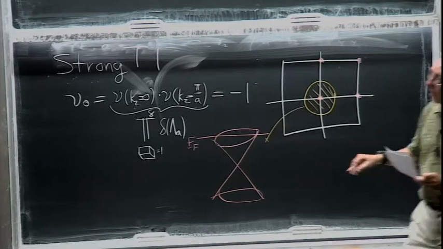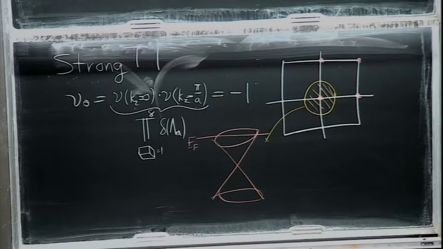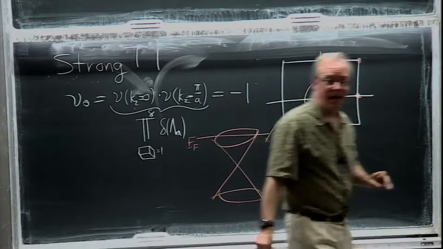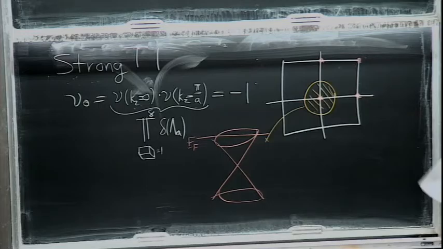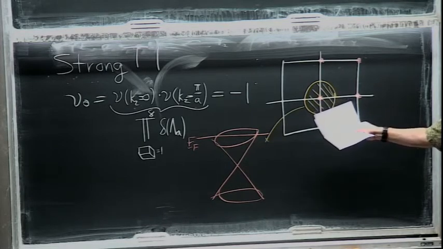And unlike on the weak topological insulator, where on some of the surfaces you have surface states that enclose two, and on some of the surfaces you have surface states that enclose zero, here on every surface it encloses an odd number, and that odd number is not equal to zero. So you're guaranteed to have these surface states on every surface of your topological insulator.